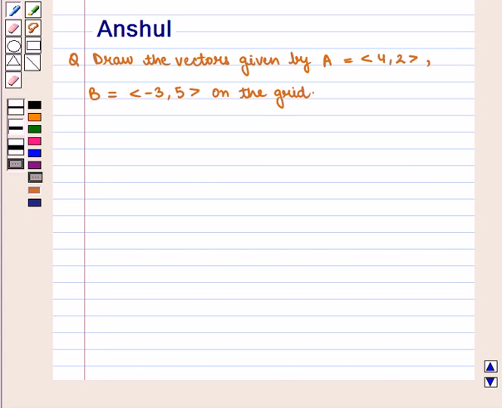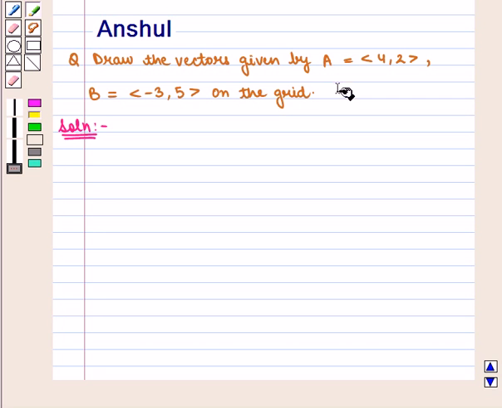In this session, we are going to discuss the following question. The question says: draw the vectors given by A is equal to the ordered pair (4, 2) and B is equal to the ordered pair (-3, 5) on the grid. Let us start with the solution of the given question.